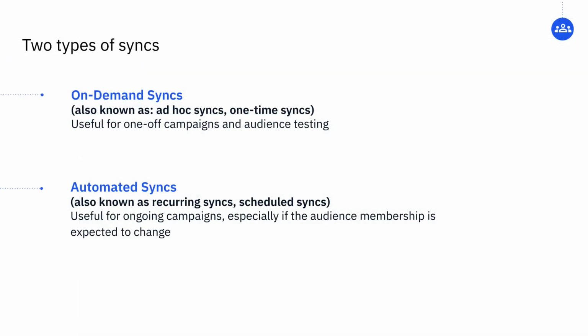Amplitude Audiences offers 2 types of syncs to third-party destinations. On-demand syncs, also known as one-time or ad hoc syncs, are great for one-off syncing to a destination or for testing an audience. Automated syncs, also known as recurring or scheduled syncs, are great for ongoing campaigns. These types of syncs can be set to occur at a certain cadence: daily, hourly, or real-time.